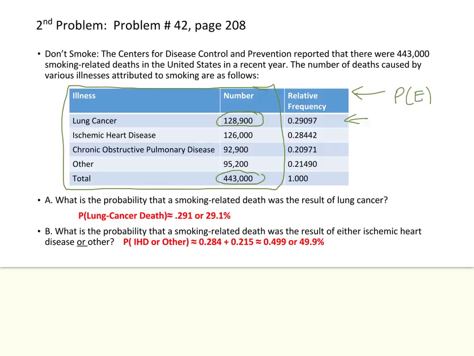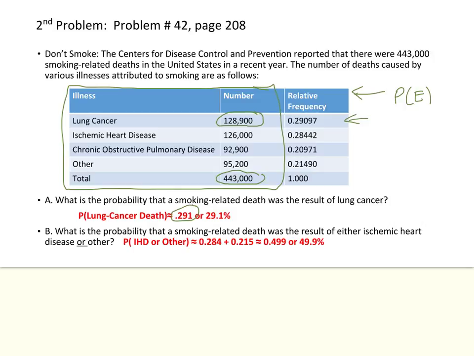And if we look at our relative frequency, we can see that the probability of lung cancer deaths is 0.291, or 29.1%. So that was our calculation. And our second problem is, what is the probability that a smoking-related death was the result of either ischemic heart disease or other?